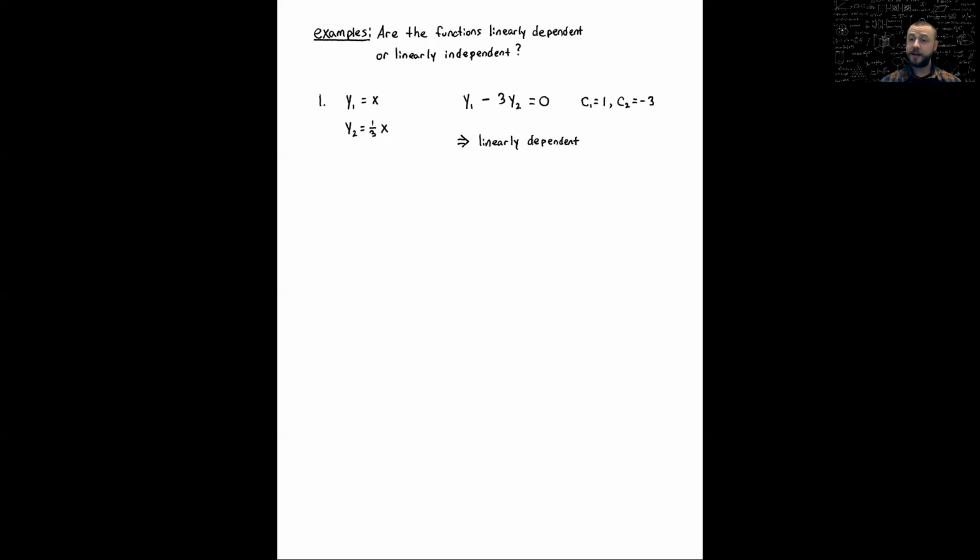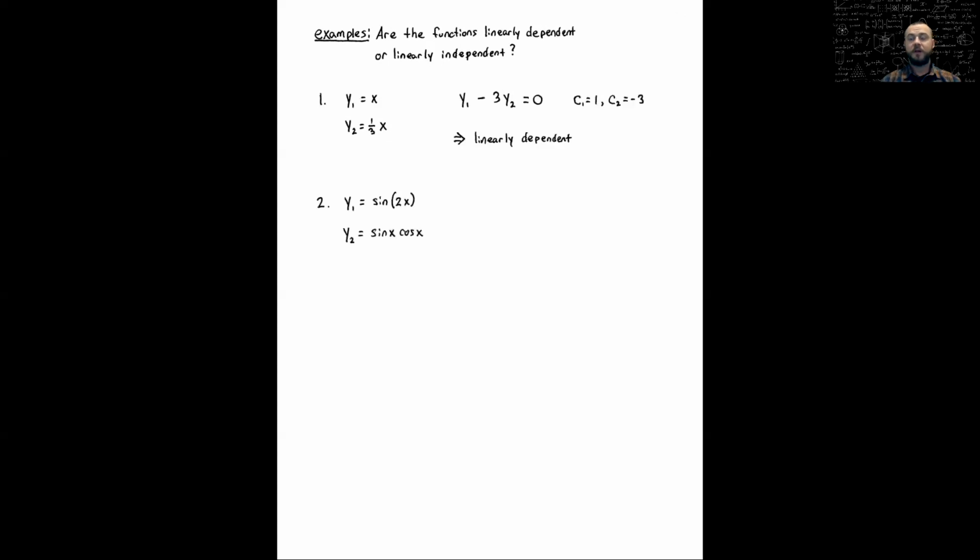All right, let's take a look at a more challenging second example. Let's say as our set of two functions, we have y1 as sine of 2x, and then y2 as sine of x times cosine of x. Now this one is a little trickier, but see if you can find constants to determine if these are linearly dependent, or if no constants exist, they would be linearly independent. We'll check in about a minute.